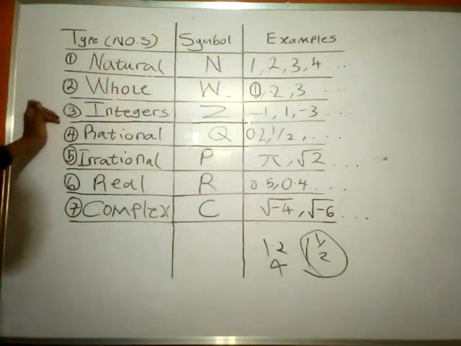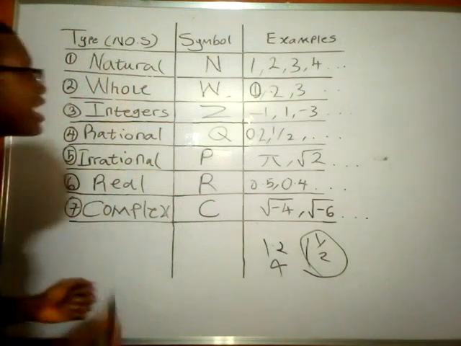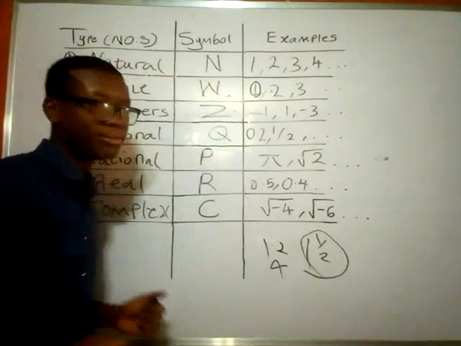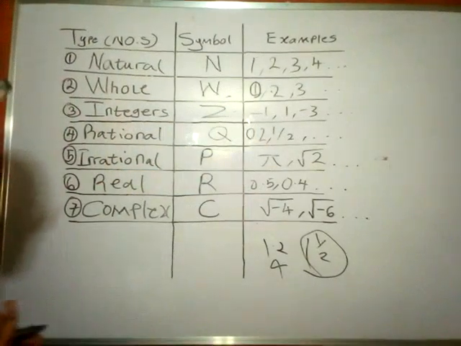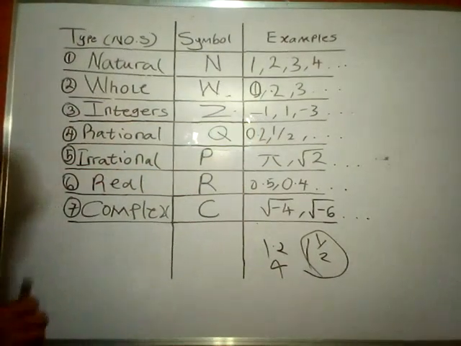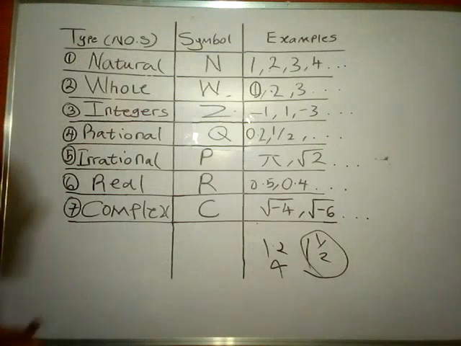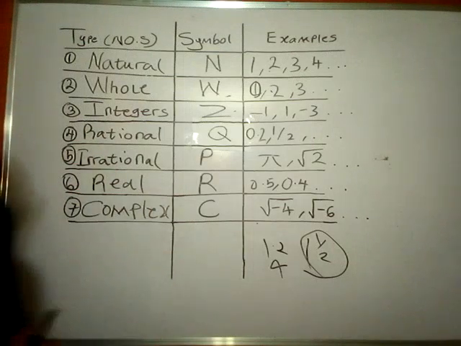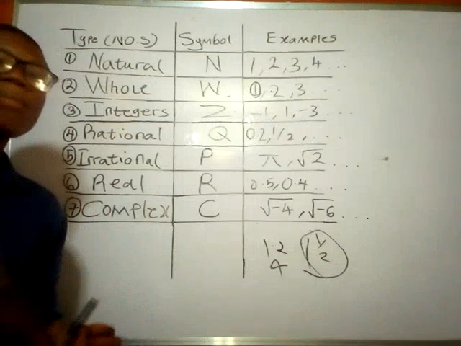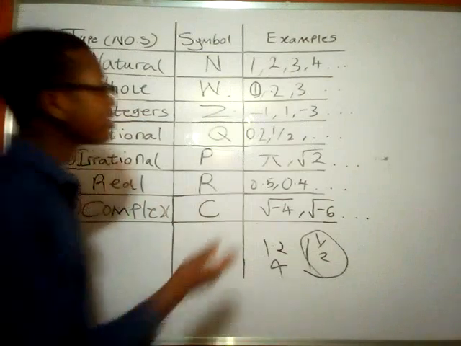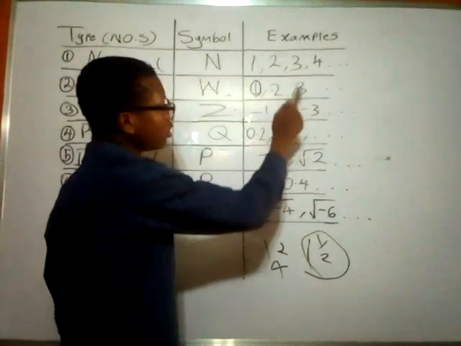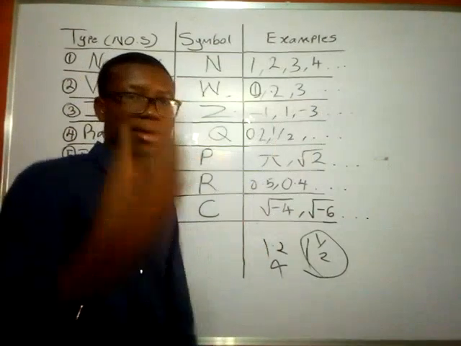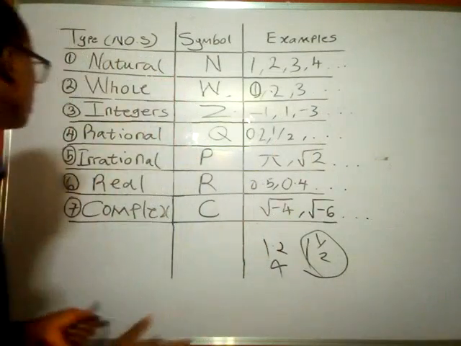We have number 3, integers. Integers are denoted by the symbol Z. What are these integers? Integers are positive or negative whole numbers. That is, they are whole numbers which are either positive or negative, where you can see I have here -1, -2, -3, -4, and so on and so forth.